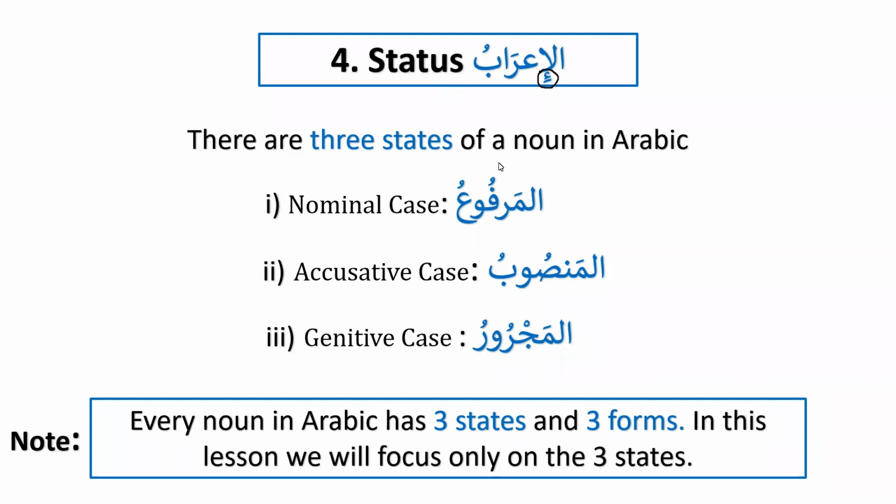There are three states of a noun in Arabic. So you remember the first two properties, they had a set of two. And these two properties, the third and the fourth, number and status, have a set of three. So there are three states of a noun in Arabic. And the cases that we can see over here are al-marfu'u, which is the nominative case, al-mansubu, the accusative case, and then al-majruru, the genitive case.